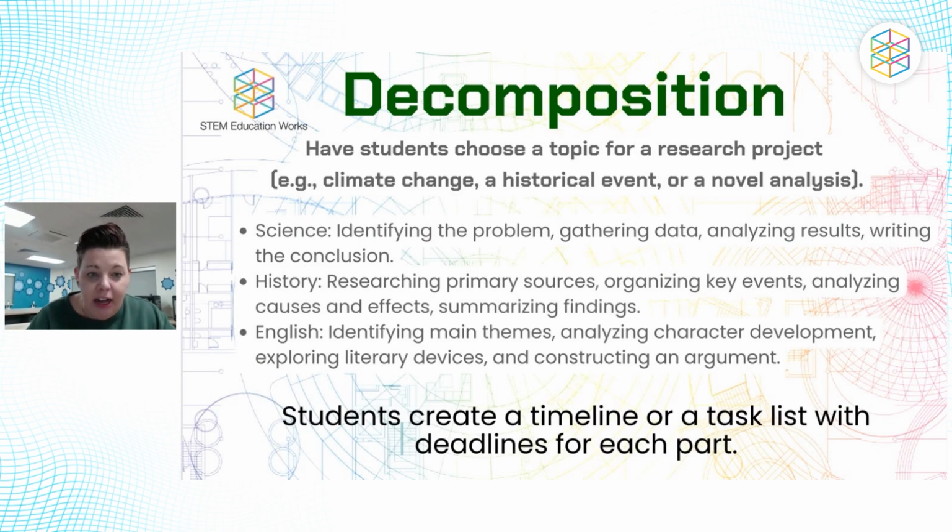In a high school setting or a middle school setting, I would have students pick a research topic. It could be maybe climate change or a historical event. They take that and they're going to identify a problem, gather data, analyze those results, and write a conclusion. Making sure they have primary sources. Organizing key events could be a thing that you do in history, or maybe in English, you're going to take main theme or character development and have students create a timeline or a task list with deadlines for each part.